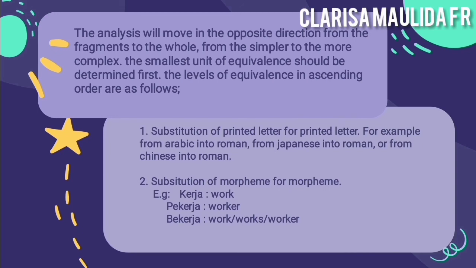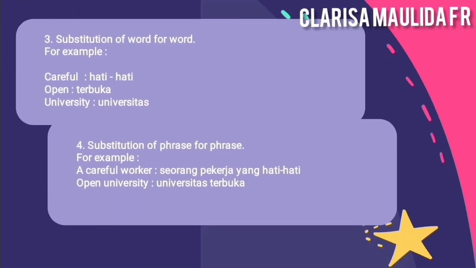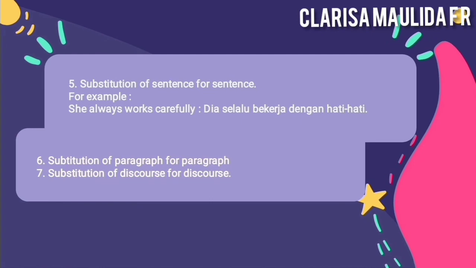The first, substitution of print letter for print letter. For example, from Arabic into Roman, from Japanese into Roman, or from Chinese into Roman. The second, substitution of morpheme for morpheme. For example, "kerja", work, "pekerja", worker, "bekerja", work or works. The third, substitution of word for word. For example, careful, "hati-hati", open, "terbuka". Number 4, substitution of phrase for phrase. For example, "a careful worker", "seorang pekerja yang hati-hati".